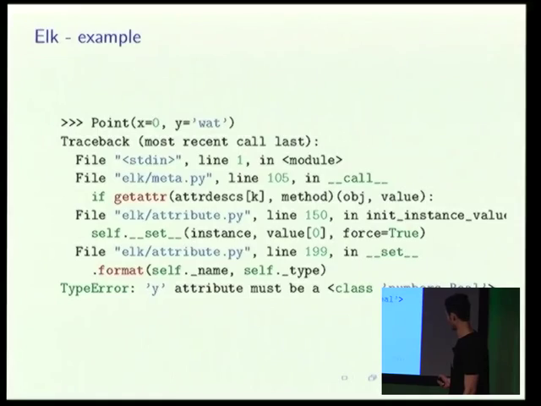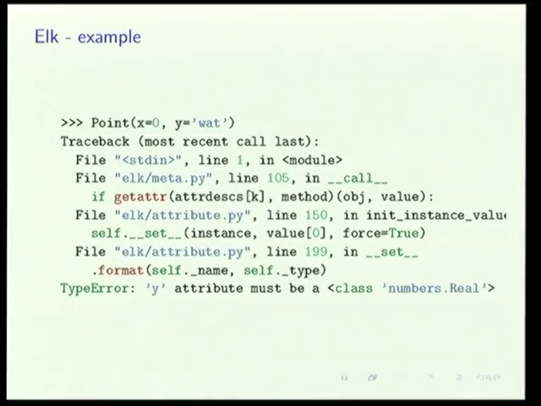Okay, well, we'll supply x and y this time, but that does not look like a real number. And sure enough, we'll get a type error. Sorry, the y attribute must be a real number. So again, we're going to fail early if you do something unreasonable. That's a good thing.